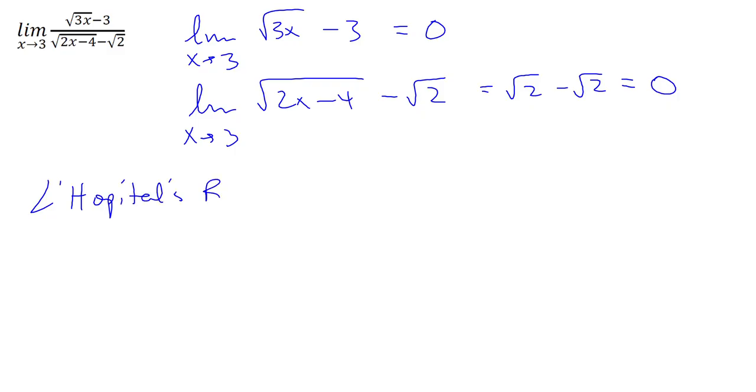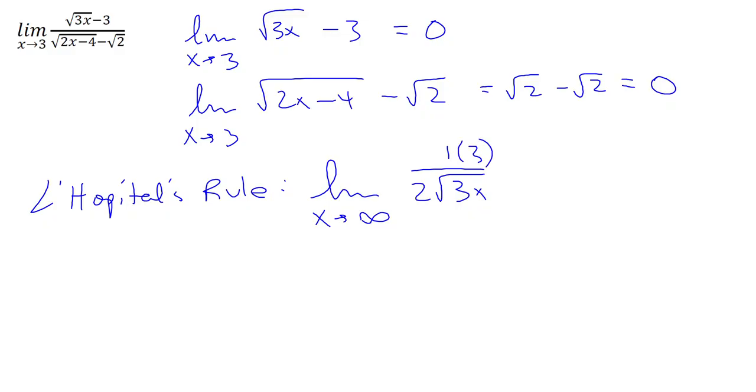Using L'Hopital's rule, this becomes a limit of the derivative of root 3x, which is 1 over 2 root 3x, times the derivative of 3x, which is 3. And then the derivative of the minus 3 after that in the numerator is just 0. In the denominator, it's 1 over 2 root 2x minus 4 times the derivative of 2x minus 4, which is just 2, and then the derivative of the minus root 2 just goes away. We can cancel out these 2's here, right? So we just have 1 over root 2x minus 4.